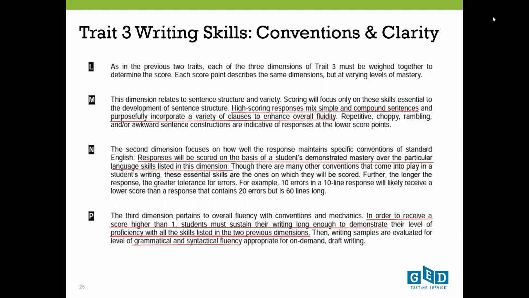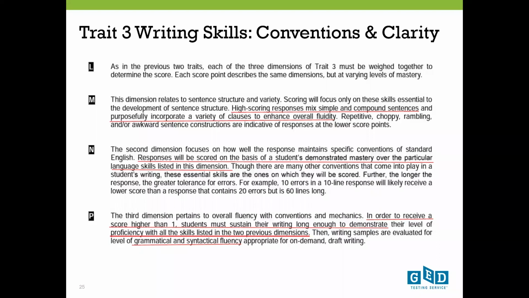I've underlined that high scoring responses mix both simple and compound sentences and purposefully incorporate a variety of clauses to enhance overall fluidity. So I think this is a good point because some students are trying to have very complicated writing because they think if they just have a lot of super complex sentences, that will strengthen their writing or show mastery, when in fact, an authentic piece of skilled writing doesn't do that all the time. Some points are more simple and need a more simple sentence. So it's really about having the appropriate mixture of simple and compound sentences.